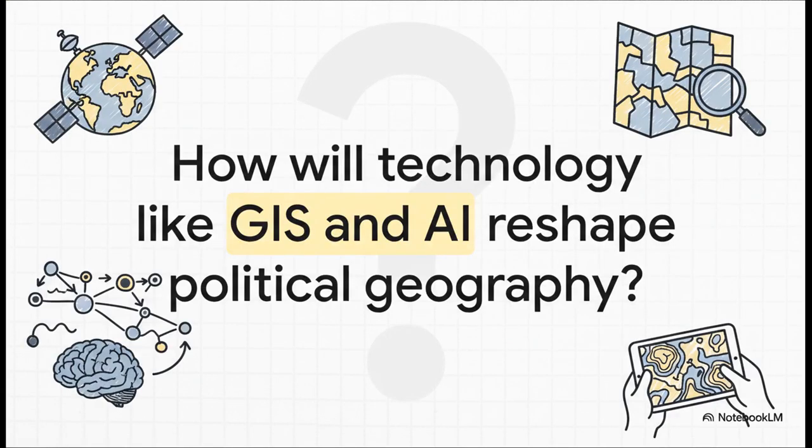And that leaves us with one final thought to chew on. Modern GIS, that's Geographic Information Systems, has already made gerrymandering way more precise than ever before. So the real question for your generation is this: how will new technologies, maybe like AI, completely reshape how we think about boundaries, territory, and political power in the years to come?